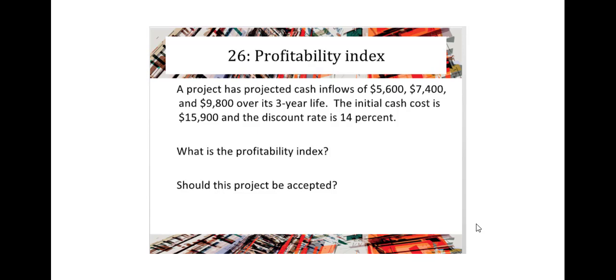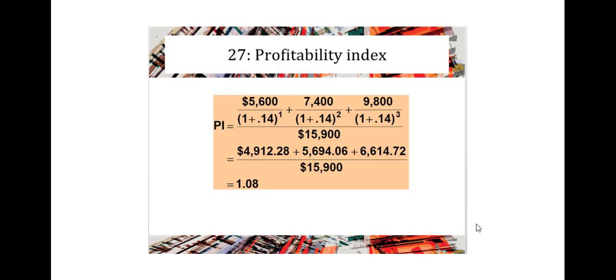In our example, the profitability index is 1.08. It means for every $1 invested, this project is expected to return $1.08 in today's dollar value. Projects are acceptable when the PI is equal to or greater than 1. So this project is accepted because PI is greater than 1.